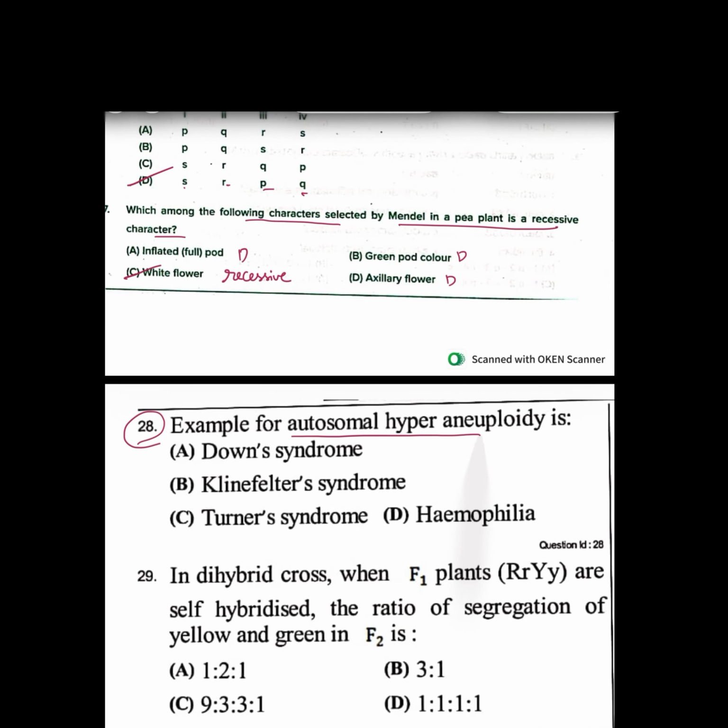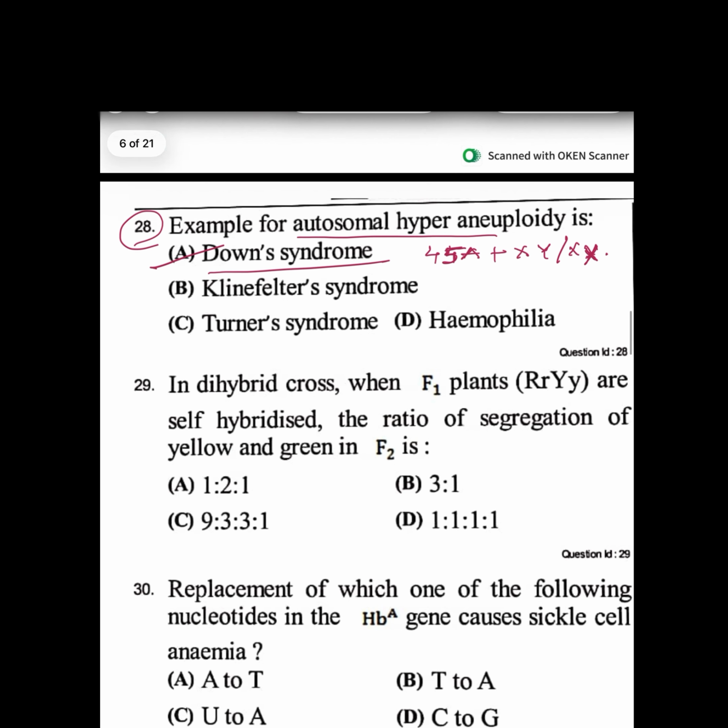Next question, example for autosomal hyperaneuploidy is, answer will be Down's syndrome. Here aneuploidy means gain of chromosome. Down syndrome will be having 47 chromosomes, 45 autosomes plus 2 allosomes, that is XY. Aneuploidy means gain of chromosome. So example will be trisomy or tetrasomy.